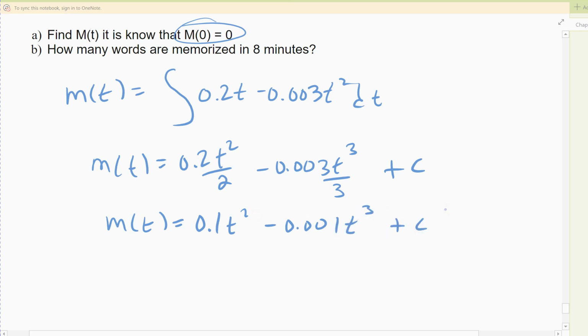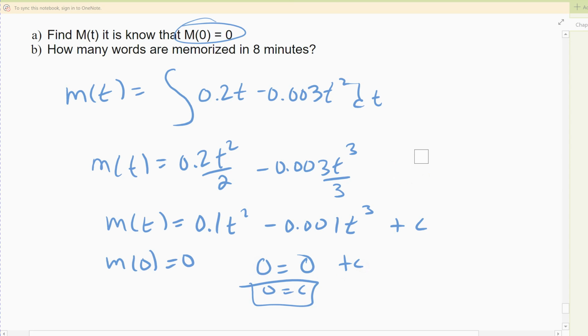It simplifies nice. And then I know 0 in should give me 0 out, which means that's what c is. If I plug in 0, that term goes away, that term goes away, so that's 0 plus c. So that means c has to be 0. That's kind of a nice one. So you can just erase the c, it's 0.